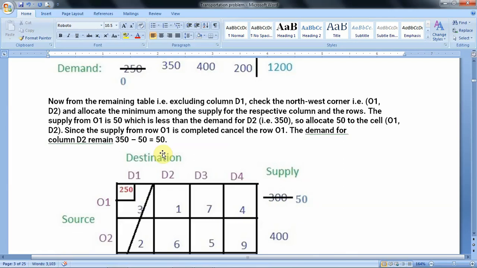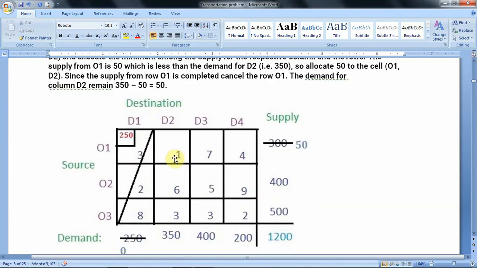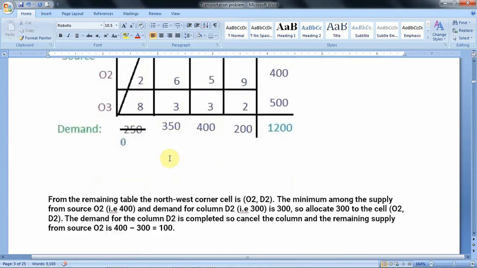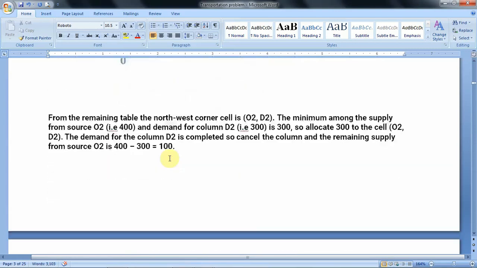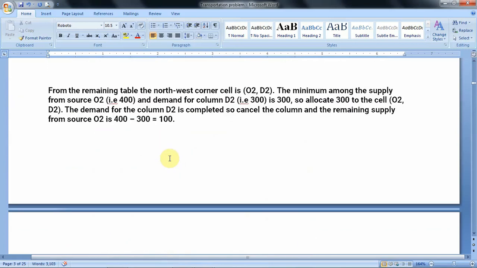So allocate the minimum value 50 to the cell O1D2, since the supply from the row O1 is completed. Cancel the row O1. The demand for column D2 remains 350 minus 50. Now this first row is also completed. Next, we go to the cell O2D2. So the first column is also over and the first row is also over.